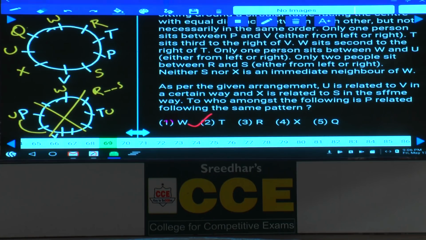Then question number 69, as per the given arrangement, U is related to V. U is seated second to the left of V, and X is related to S. X is seated second to the left of S. And in the same way, P is related to whom among the following? P is seated second to the left of R, that is choice 3. Now question number 69, choice 3 is the answer.